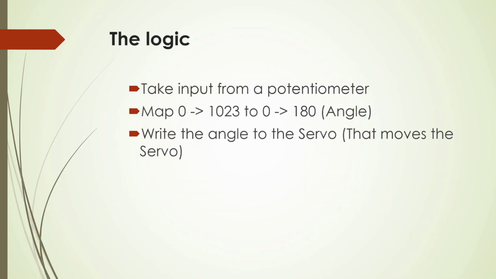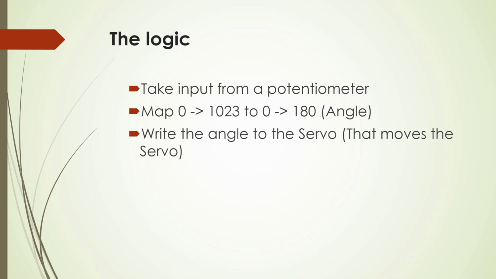The logic of the program looks like this. Number one, take input from a potentiometer. Number two, map the original values which are taken from the potentiometer to the values which are going to be used by the servo. I'll tell you how the mapping is going to be done. Thirdly, you write the angle to the servo.